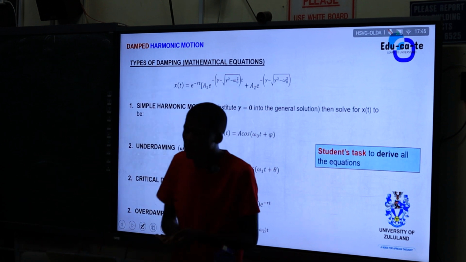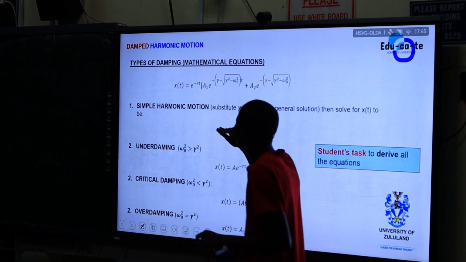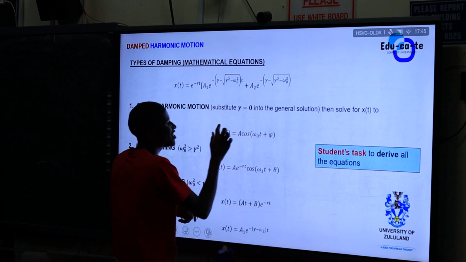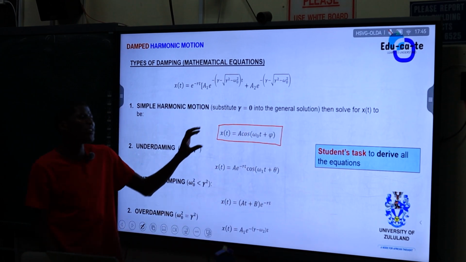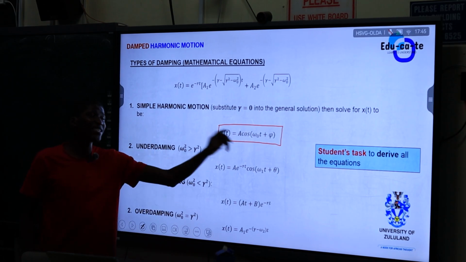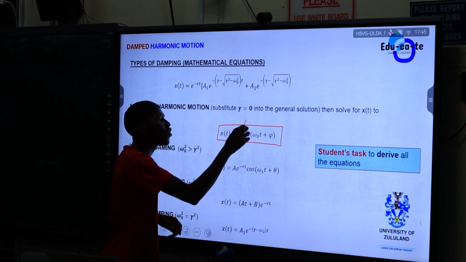So you guys can be able to interpret these equations. All of these equations describe a position with simple harmonic motion. This one is the position with simple harmonic motion. We derive this one. That's the first one. How do you find the position with simple harmonic motion? With simple harmonic motion, the amplitude A is constant.